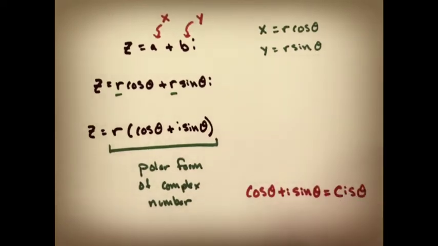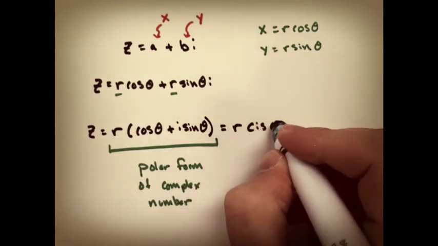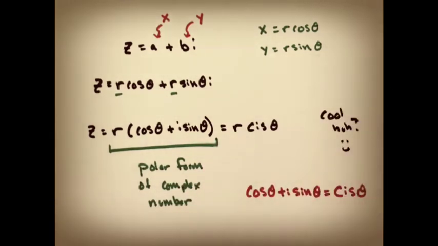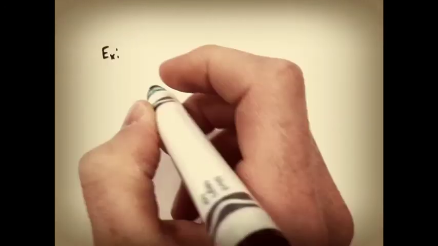This is what we call the polar form of a complex number. Now, cosine theta plus i sine theta is used so often we call it the cis. So you can rewrite that as r cis of theta. Let's look at an example. It makes a little bit more sense once you do it.